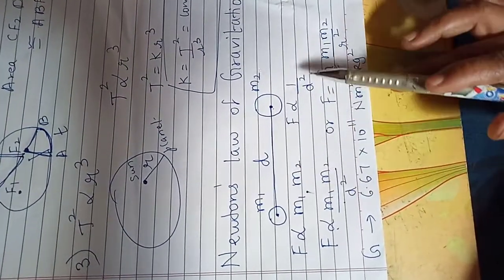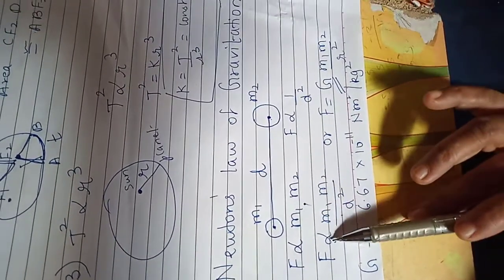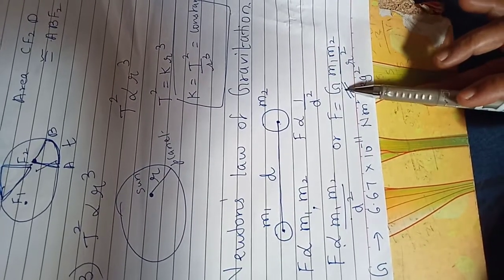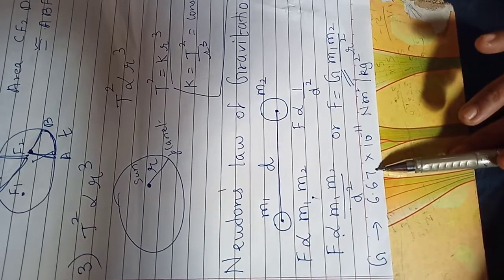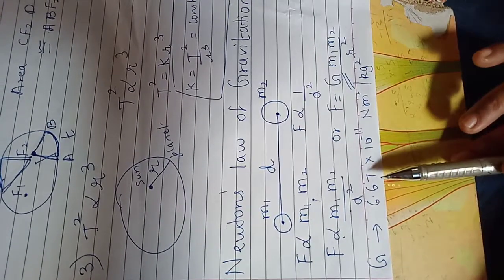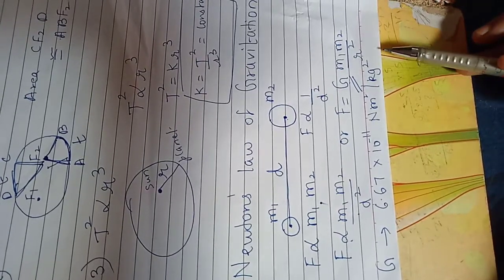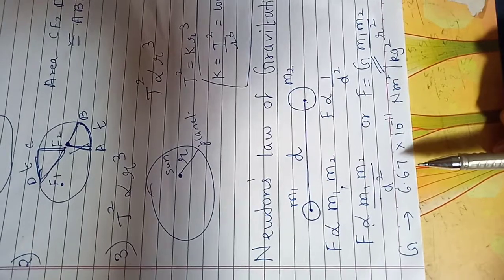Or G is proportional to M1 M2 divided by D square. Remove the proportionality sign and replace it by a constant G, where capital G is a constant which is called the universal gravitational constant, whose value is 6.67 into 10 raised to minus 11 Newton meter square per kg square.